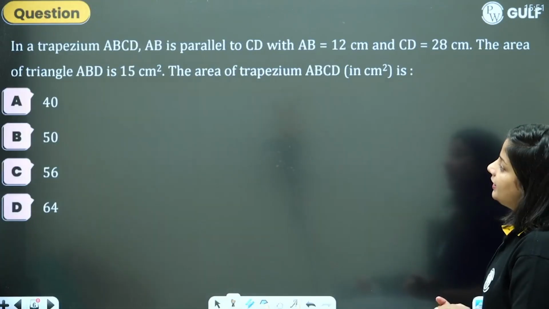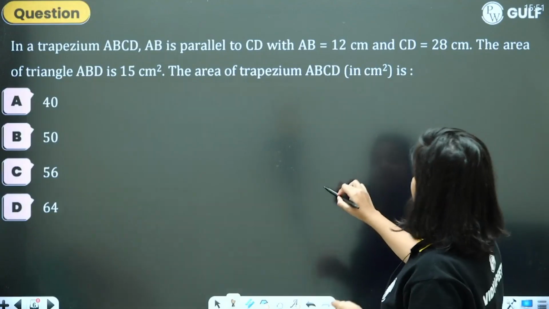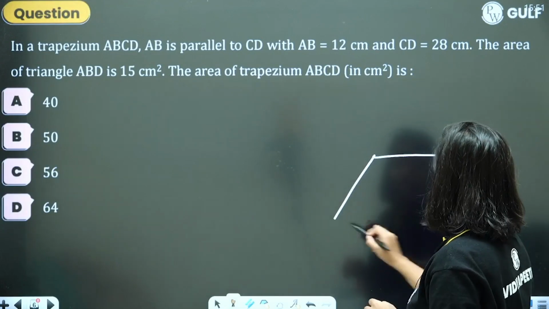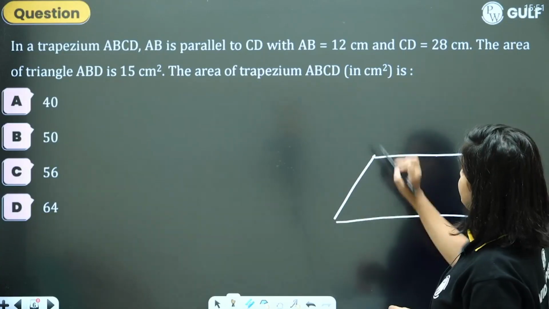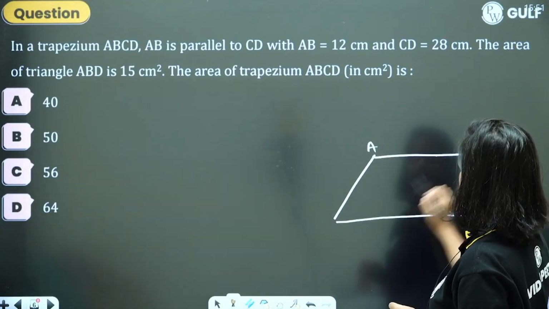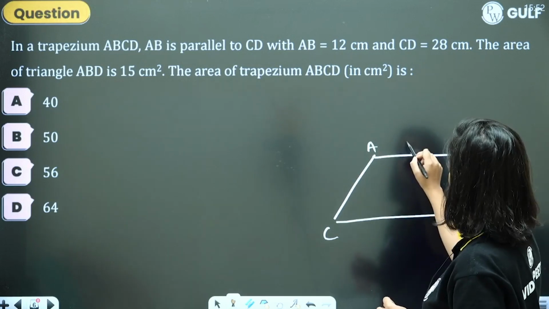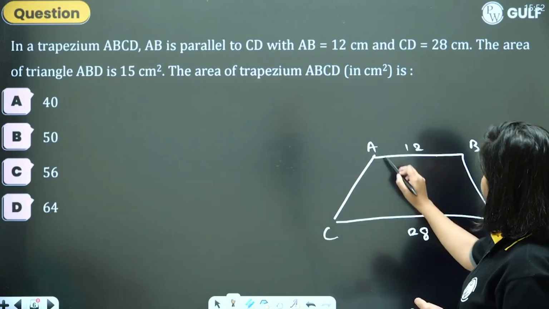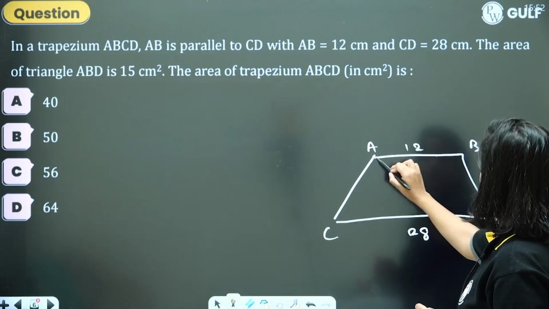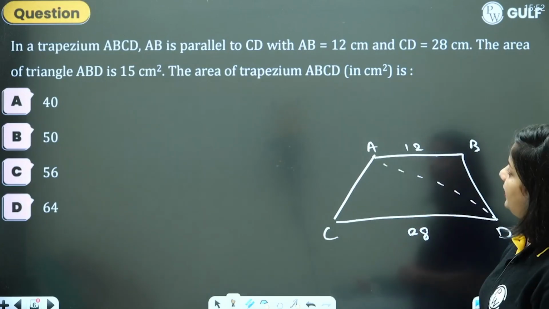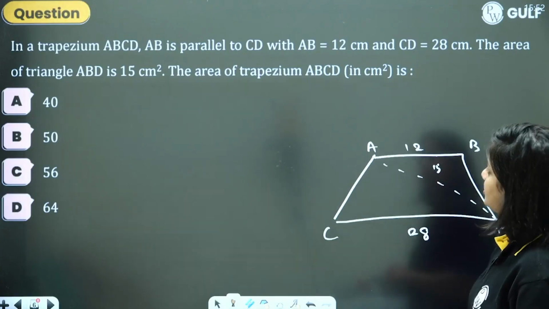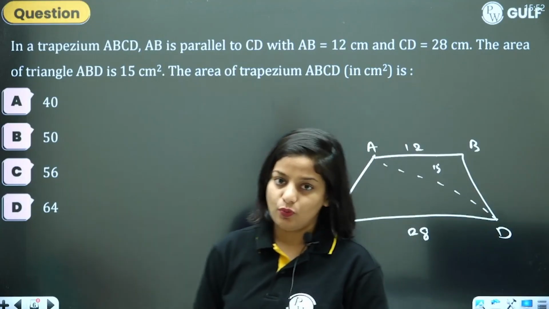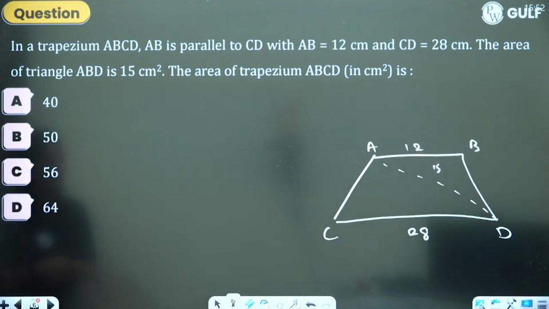Next one. In a trapezium ABCD, AB is parallel to CD. Everything is given to us, so it's a very easy question. AB is parallel to CD. The area of triangle ABD is 15 centimeters square. The area of trapezium ABCD will be equal to what? That's the question.